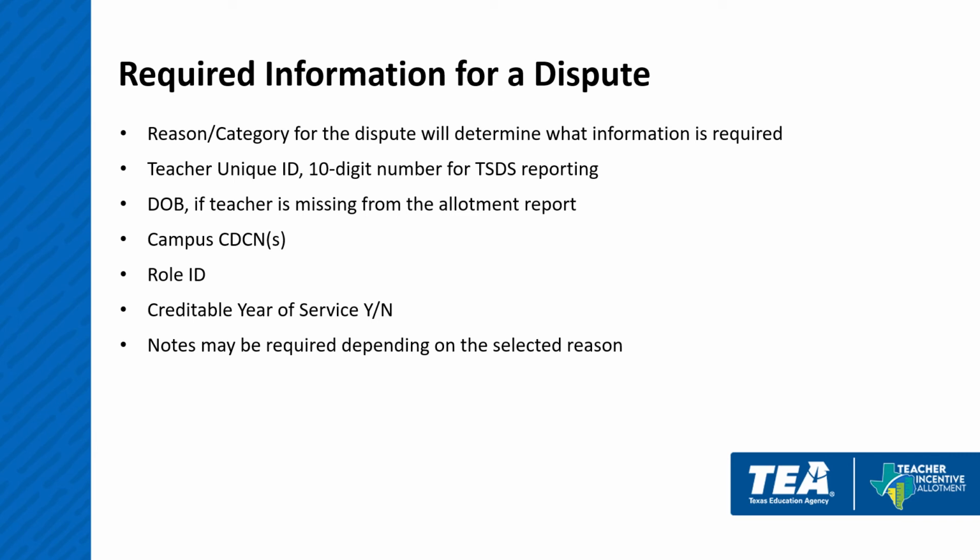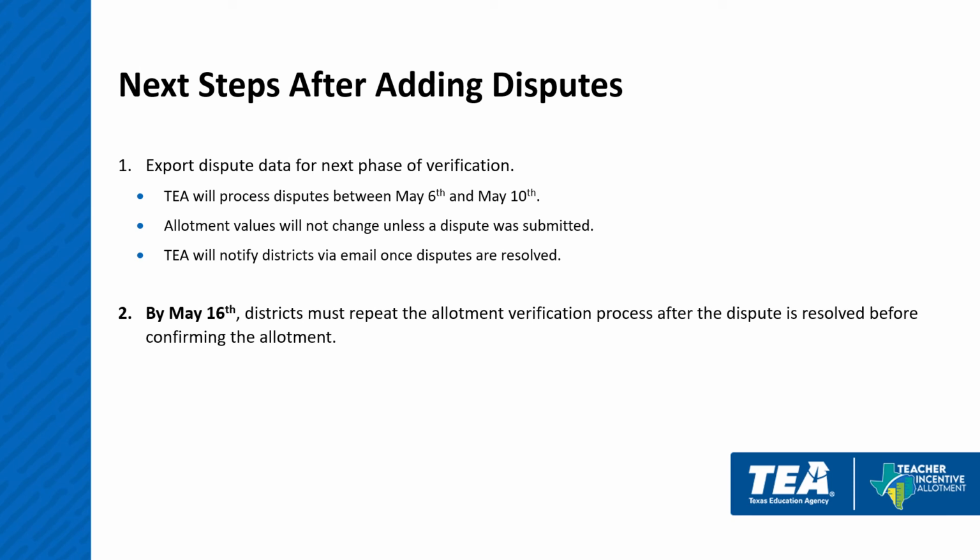So after adding a dispute, we ask districts to export the dispute data for the next phase of verification. So you'll need to go back and make sure that all disputes were resolved once we process those. So our team will process disputes between May 6th and May 10th. And then if you had no disputes, your designation outcomes and allotment values can be considered final once you've confirmed. TEA will notify districts via email once the disputes are resolved. You'll also see in your disputes page that TEA will add comments so that you have a record of your dispute history. By May 16th, districts must repeat the allotment verification process after the dispute is resolved before confirming the allotment.